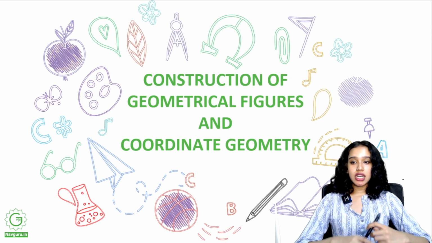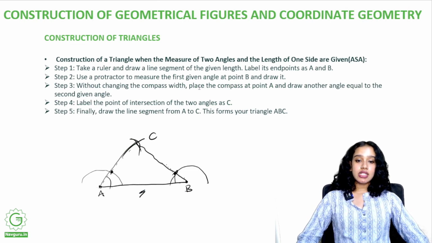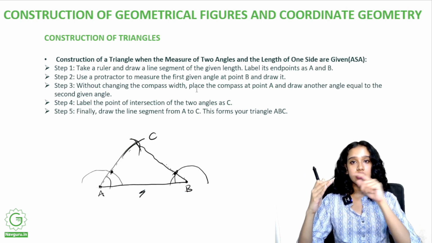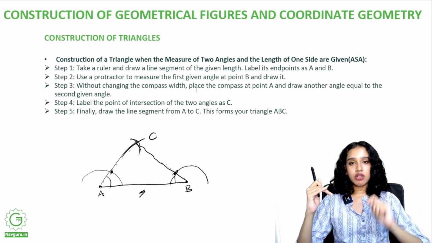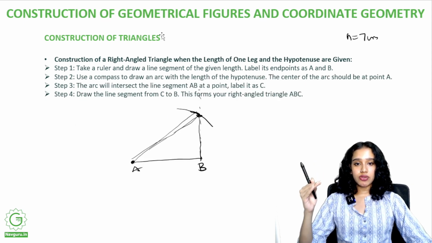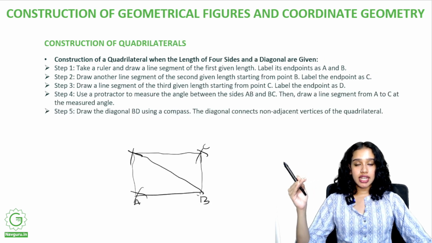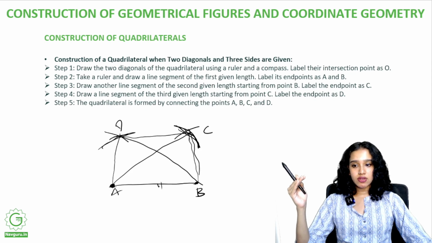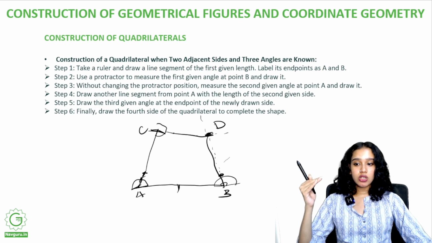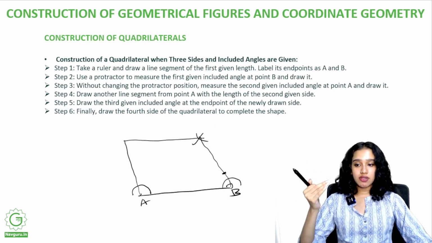And now we talked about construction of triangles when the measure of two angles and the length of one side are given. So we'll take that one side as the base, and then we'll measure two angles and put the angles there. We'll extend both of those lines, and the point where they meet, right, we'll put the point C. Then we talked about the construction of a right angle triangle. Then we talked about the construction of quadrilaterals when the length of four sides is given and a diagonal is also given. Then we talked about the construction of a quadrilateral when two adjacent sides and three angles are known. Also, we talked about the construction of triangles when three sides and included angle is given.